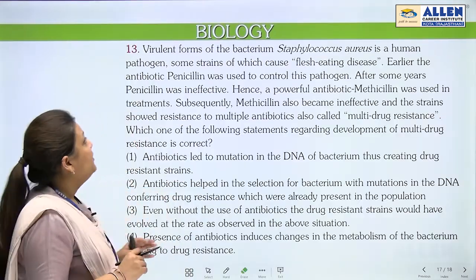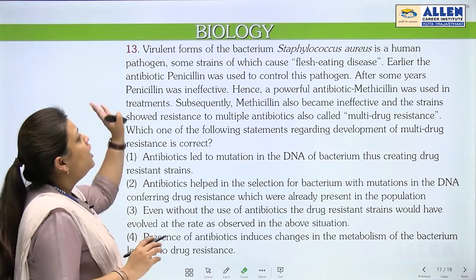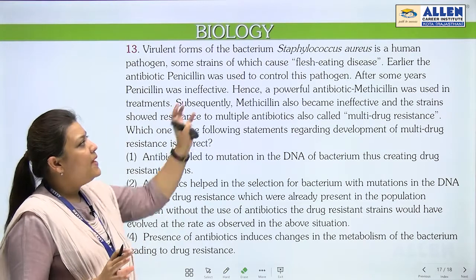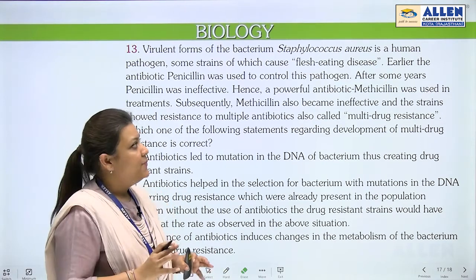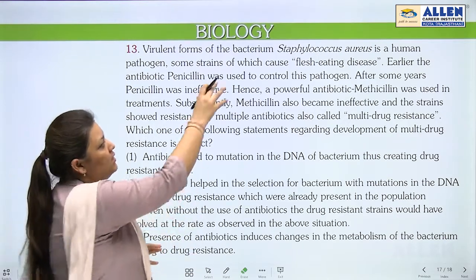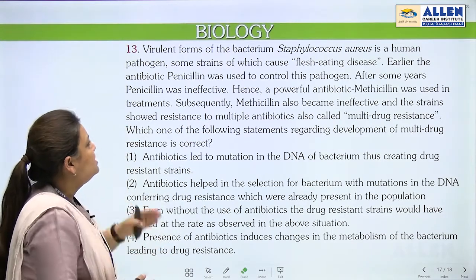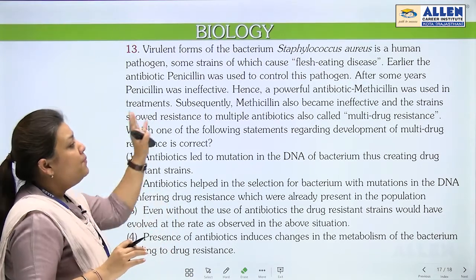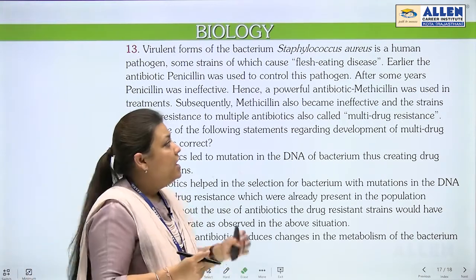Okay, moving on to the last question of biology, question number 13. It states that virulent forms of the bacterium Staphylococcus aureus are human pathogens, and some strains cause flesh-eating disease. Earlier the antibiotic penicillin was used to control this pathogen. After some years, penicillin became ineffective. Hence a more powerful antibiotic, methicillin, was used in the treatment.